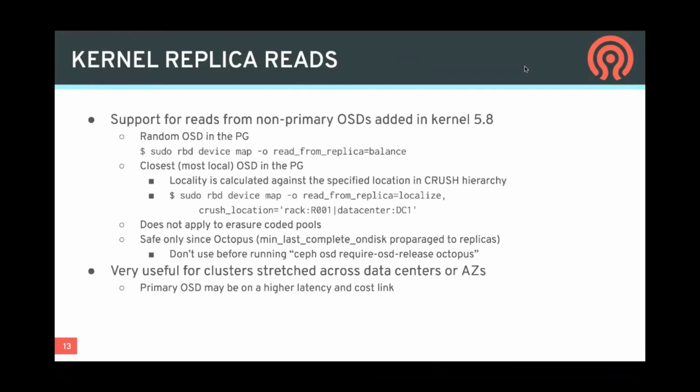And also note that this feature only applies to replicated pools, because there was some confusion in the community about this. The primary use case here is clusters that are stretched across data centers or cloud availability zones, where the primary OSD may be over a link that is not only higher latency, but also higher cost, because inter-availability zone traffic in the cloud is usually much more expensive.